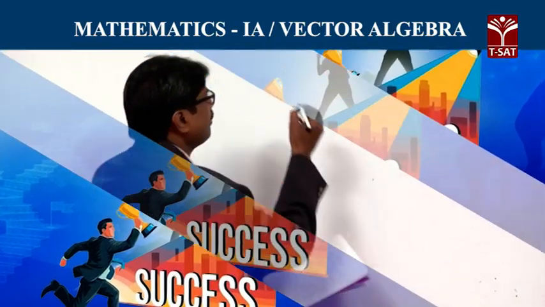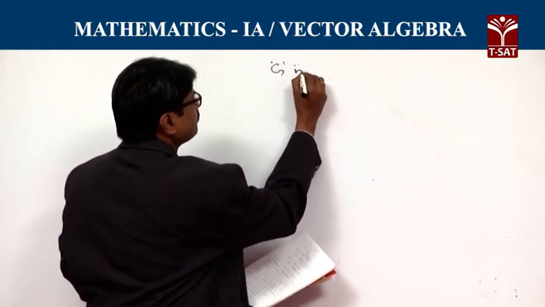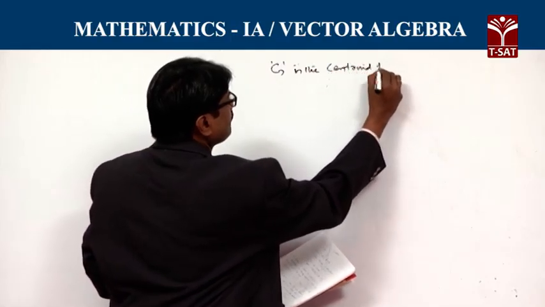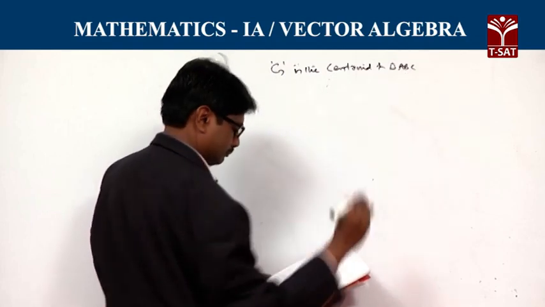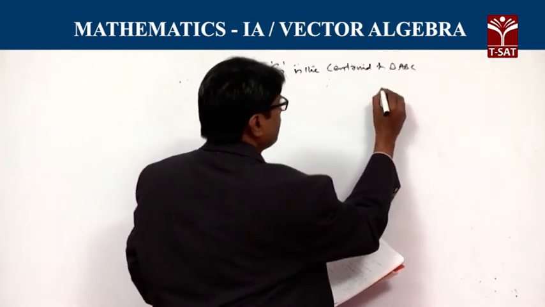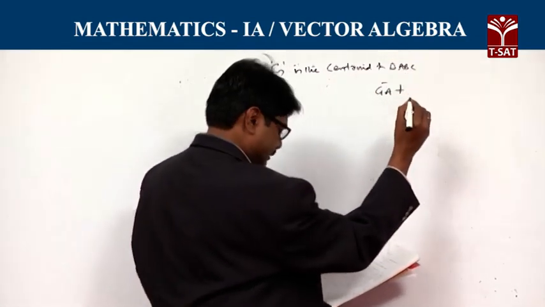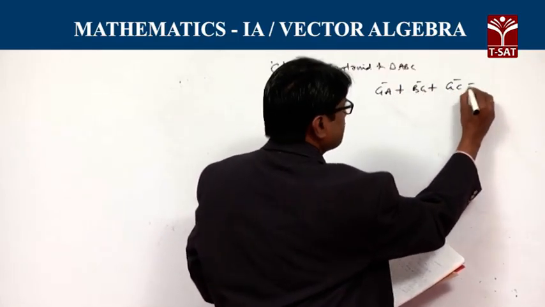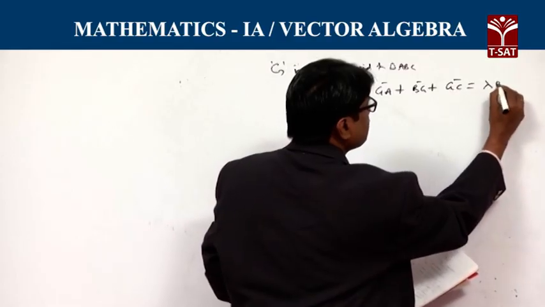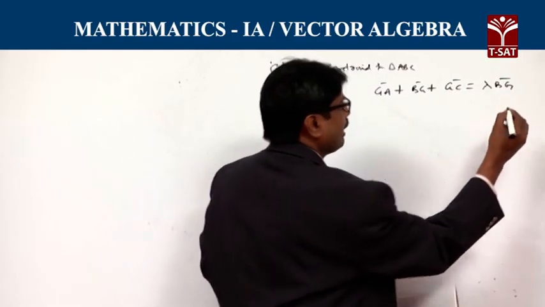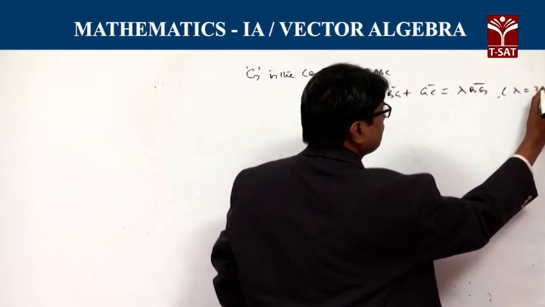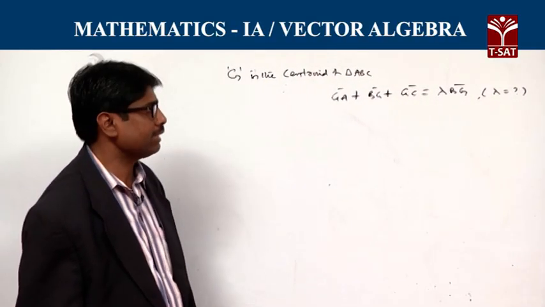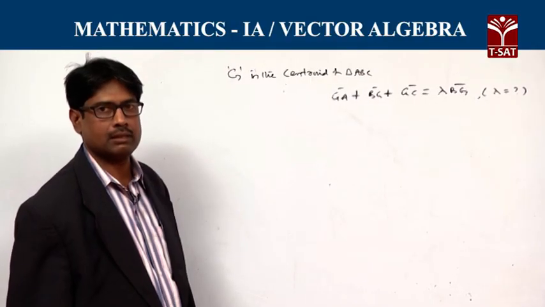G is the centroid of triangle ABC, and GA bar plus BG bar plus GC bar is equal to lambda times BG bar. Then tell me the value of lambda. Provided G is the centroid of the triangle ABC and A, B, C are the vertices.